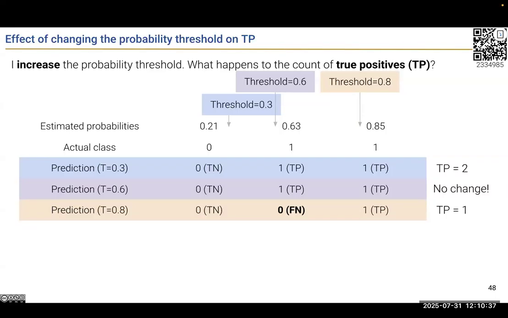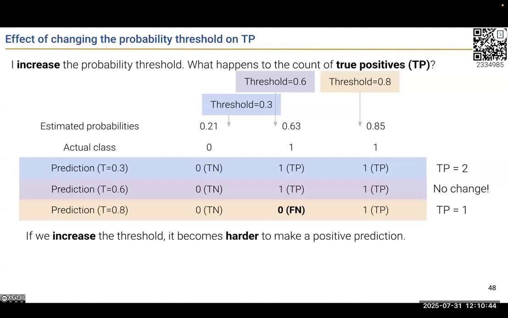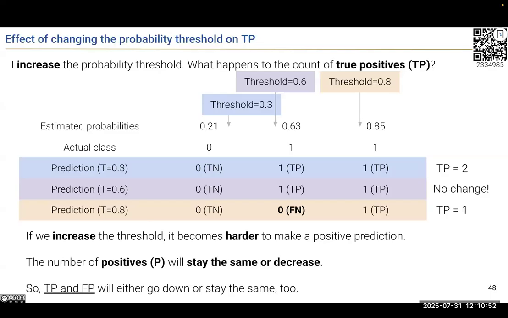You might think intuitively why this applies to all of the data sets. As you raise the threshold, it becomes harder to make positive predictions, so you just make fewer of them. So the number of true positives will stay the same or go down. Same thing for false positives, because in general, you're just making fewer positive predictions.